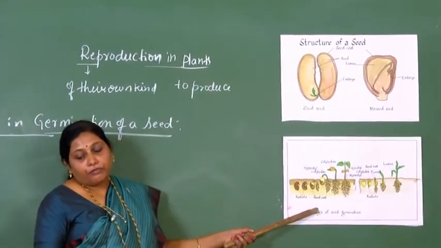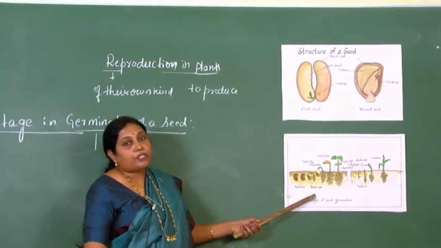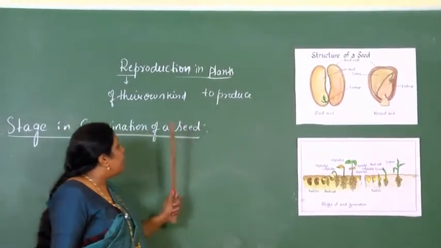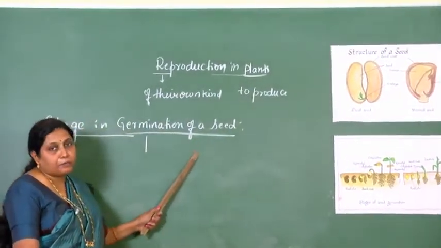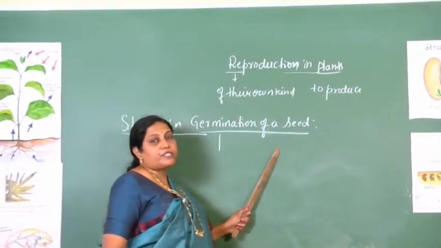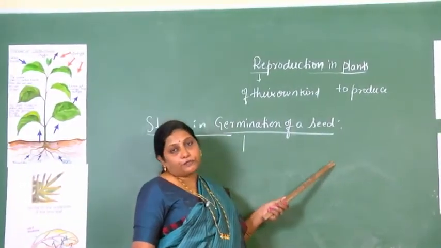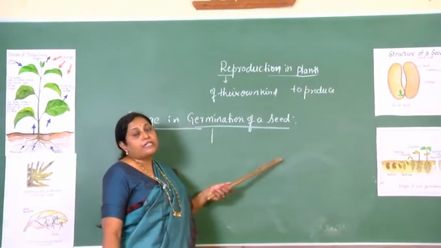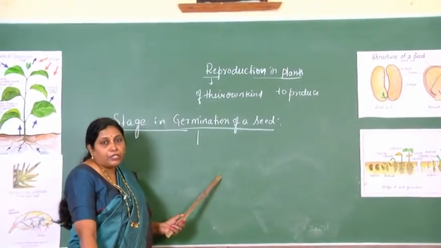Okay, from this we have completed the concept of how germination of a seed takes place. In the next class we will study the dispersal of seeds, how the seeds are dispersed from the plants. Okay, thank you.